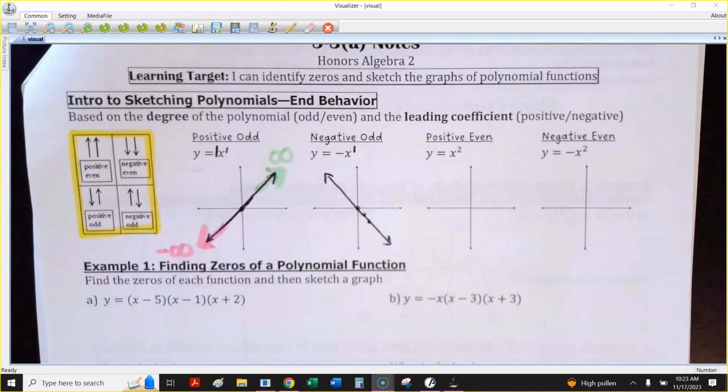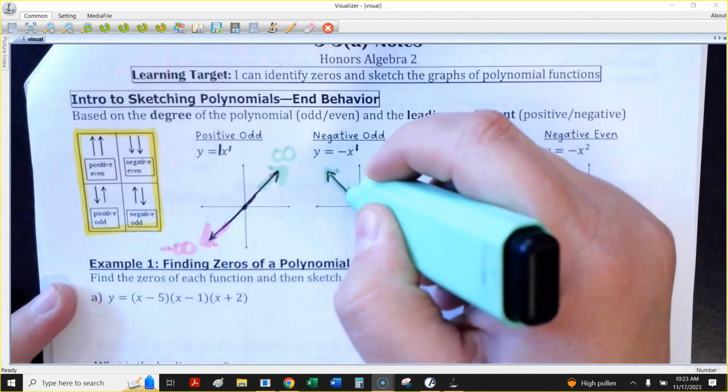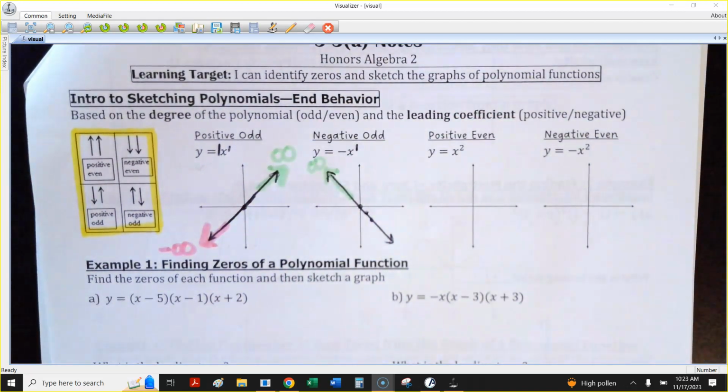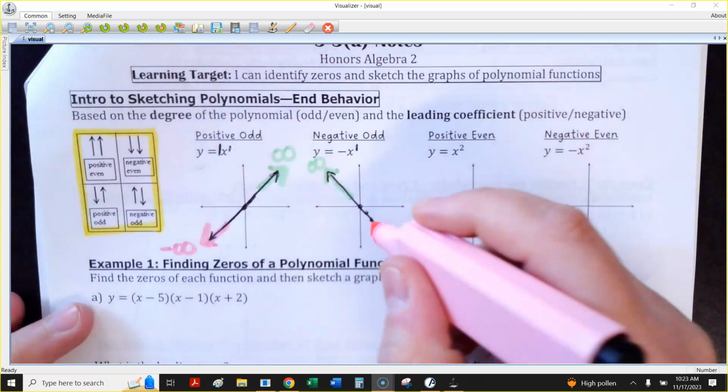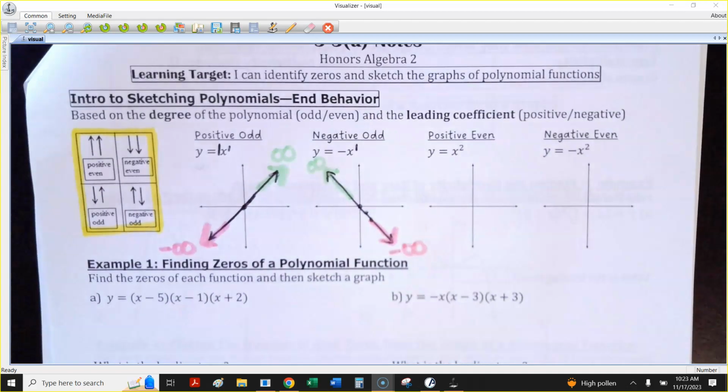So if we've got an odd degree, the end behavior on the far left, you can see this is the opposite of what I just drew. So this type, on the far left, you actually go up to positive infinity on the left side of the graph, and the right side is going down to negative infinity. Whenever you have an odd function, the end behavior is opposite directions. One side's going to go up and one side's going to go down.